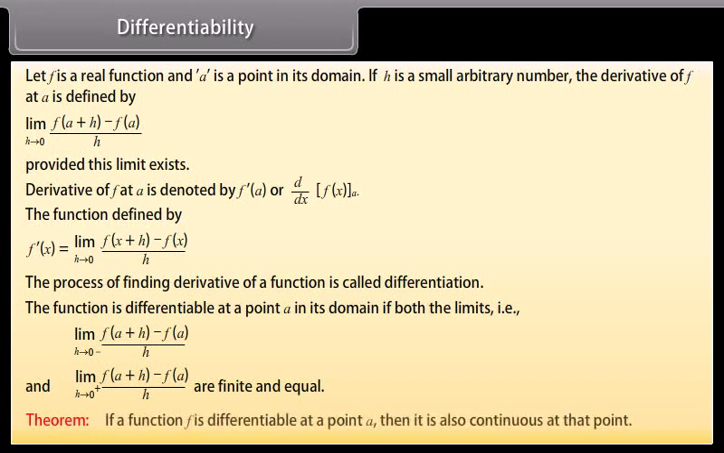Theorem. If a function f is differentiable at a point a, then it is also continuous at that point. Differentiability.